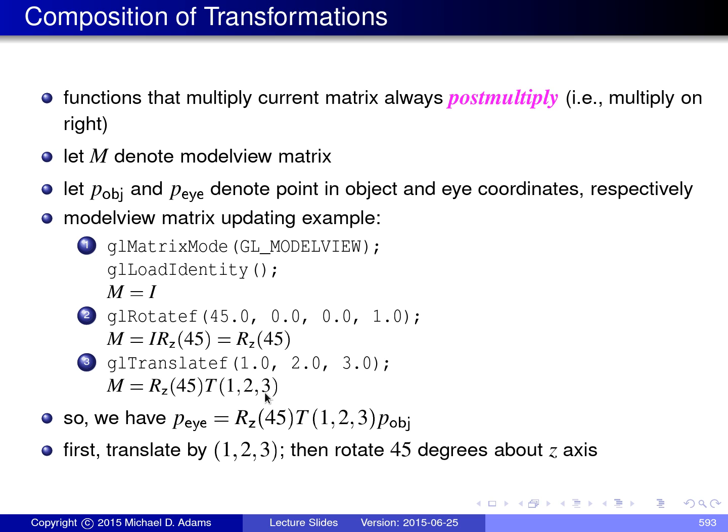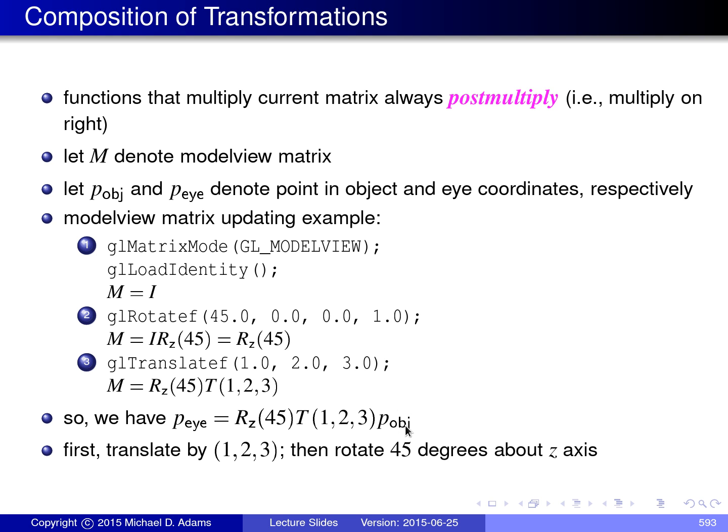So in other words, what this establishes is the relationship between object coordinates and I coordinates, which are given by this formula here. The thing that I've written here, RZ45, T123, corresponds to the model view matrix. The important thing to note here is look at the order in which the transformations are being applied.